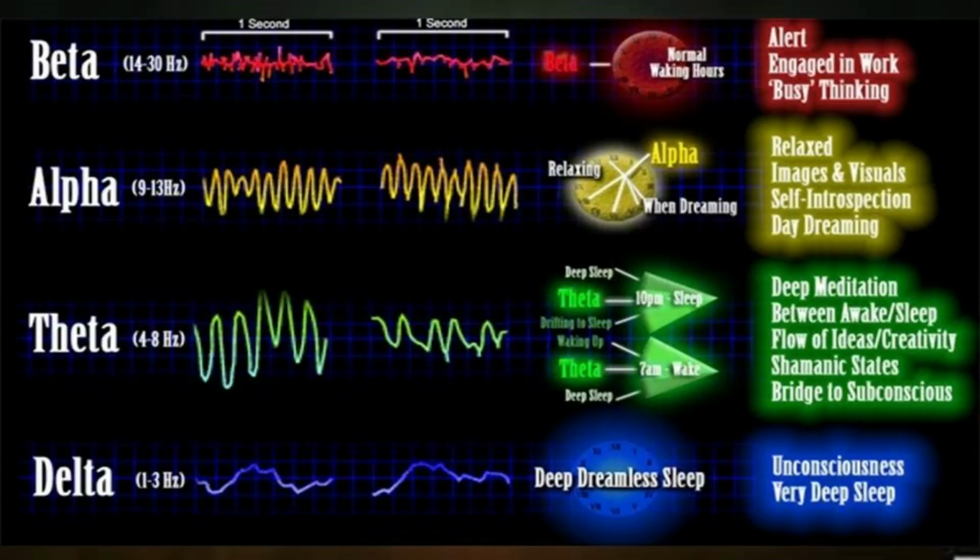So alpha state is a state of relaxation where you can still do, but you are more inner, you are more introspecting in that manner. You're more conscious about your thoughts, your behaviors, your voice, and so on. So that's the alpha state. And then you move to theta state. Theta state is between 4 to 8 hertz.